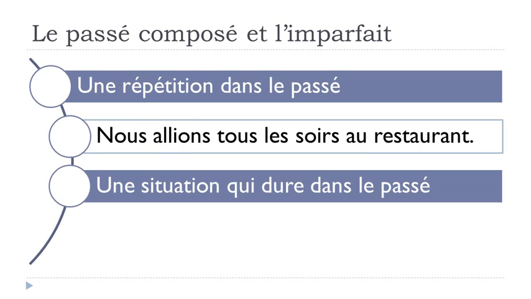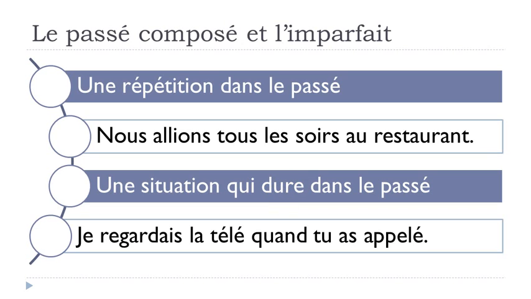Another use would be une situation qui dure dans le passé. Durer is to last. In that case, I wrote this sentence with the two forms. Here you've got the imparfait form, and here you've got the passé composé form. We tend to use both here just to make clear the difference of use between them. The first one: je regardais, regarder is to watch, la télé. So je regardais la télé quand, when, tu as appelé. Appeler is to call, on the phone.